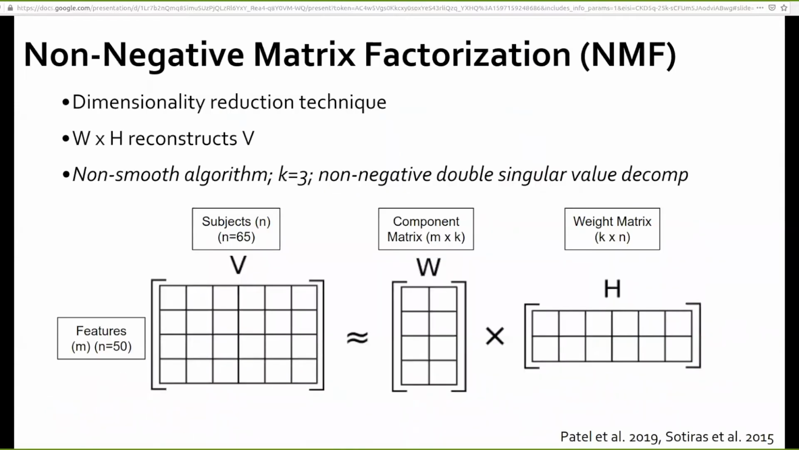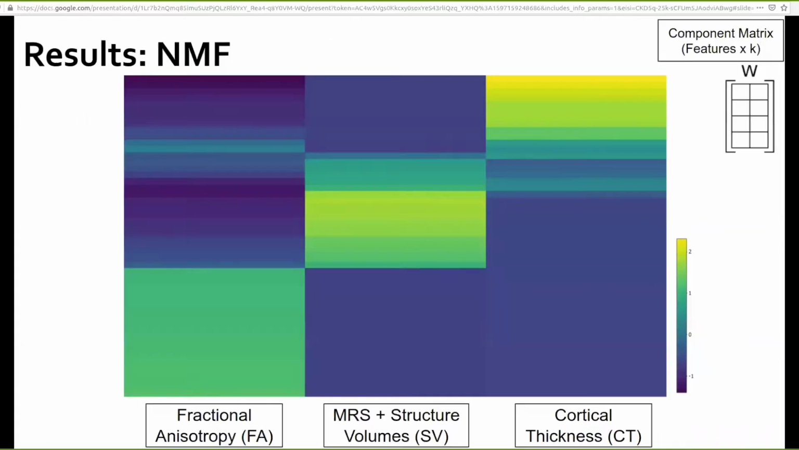To address our research question, we used a technique called non-negative matrix factorization, also known as NMF. An application of NMF to an input matrix with dimensions features by subjects, of which we had 65, results in a component matrix of features by K, describing K phenotypic patterns, and a weight matrix of K by subjects, describing how each subject loads into each component. In the current work, K was set to 3.